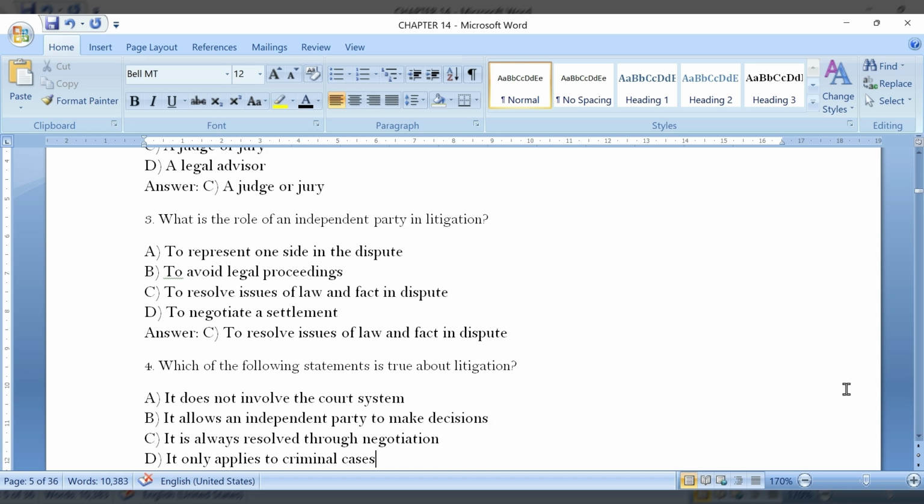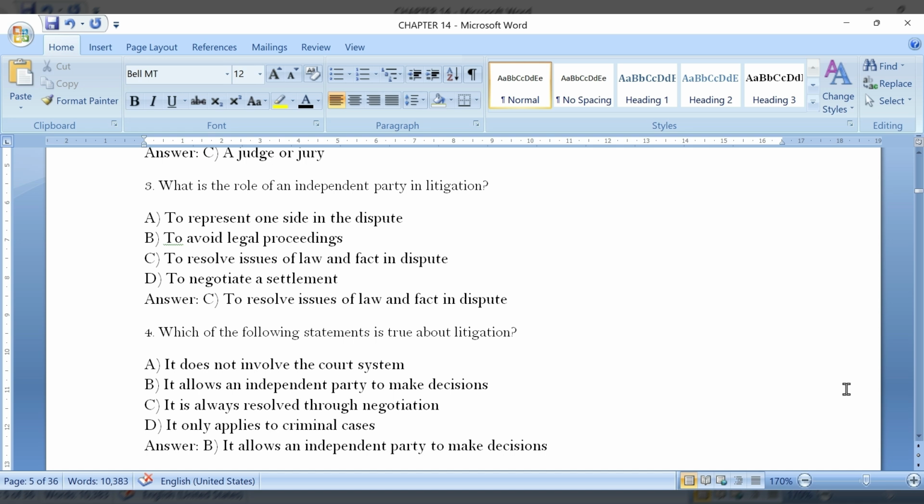3. What is the role of an independent party in litigation? A. To represent one side in the dispute. B. To avoid legal proceedings. C. To resolve issues of law and fact in dispute. D. To negotiate a settlement. Answer. C. To resolve issues of law and fact in dispute.